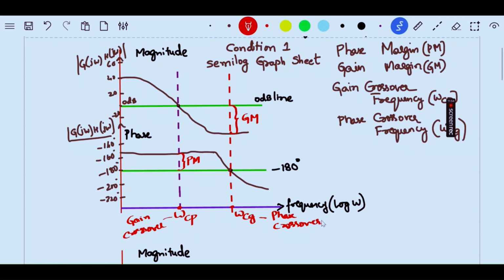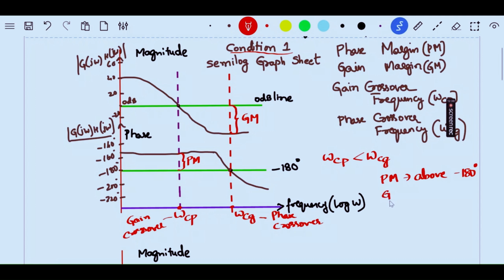Now, if you see here, this type of curve is what we are speaking about as condition one. Condition one is when omega CP is less than omega CG. When omega CP is less than omega CG, we will get the phase margin above the minus 180 degree line. Here, this is the minus 180 degree line, and you got the phase margin above it.